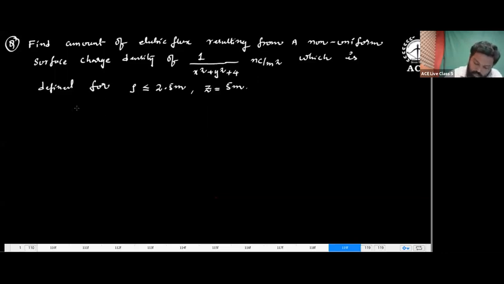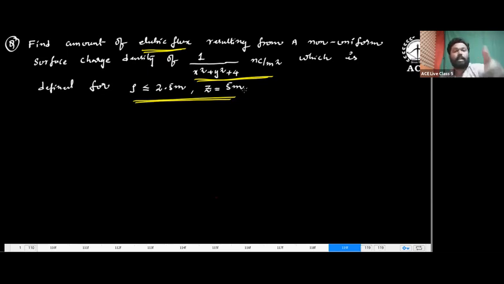What you need to do? You have to find out the electric flux resulting from the non-uniform surface charge density, which is 1 by x square plus y square plus 4 nanocoulomb per meter square. Surface charge is given for us and it is asking for total electric flux. What do we know from Faraday's experimental law? We know that total electric flux is equal to total charge. Simple law. But what kind of charge has he given? Surface charge. If the surface charge is given, how do you find out the total charge, beta? By performing the surface integral. That's all it is.